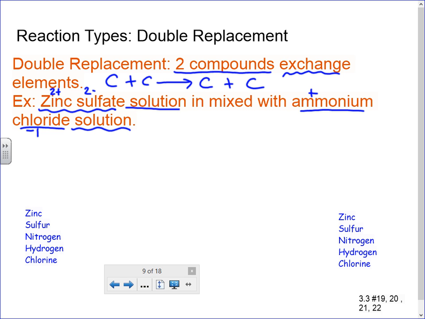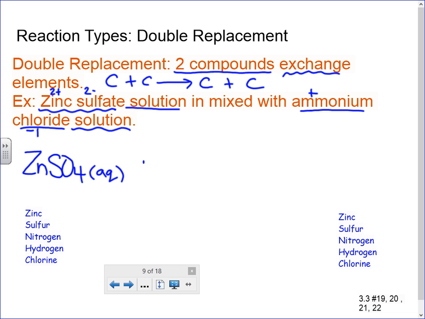That means when I write zinc sulfate, I would write ZnSO4. Since they both have the same value but opposite sign for their charge, I only need one copy of each of them. Since it says solution, AQ.